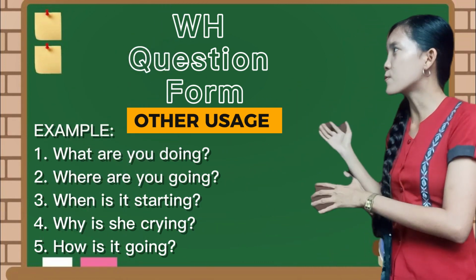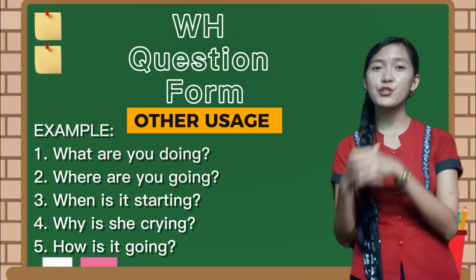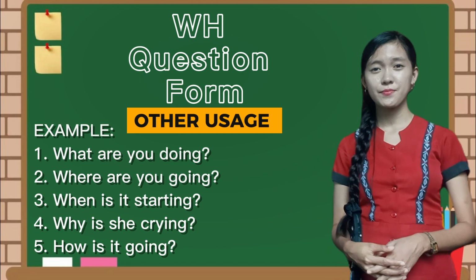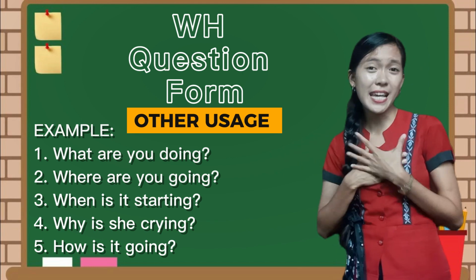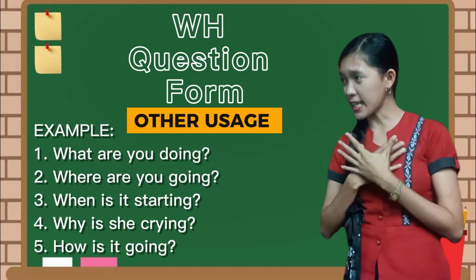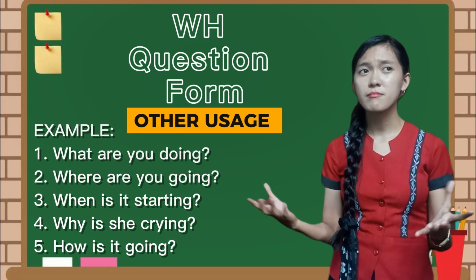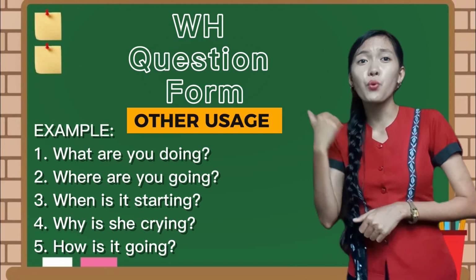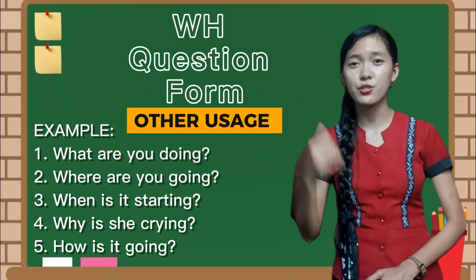Or where are you going? These questions are used to ask about actions or events happening right now. You can respond by saying, I'm teaching English. I'm studying English right now. Where are you going? You can respond by saying, I'm going to the store. I'm going to school. I'm going to church.